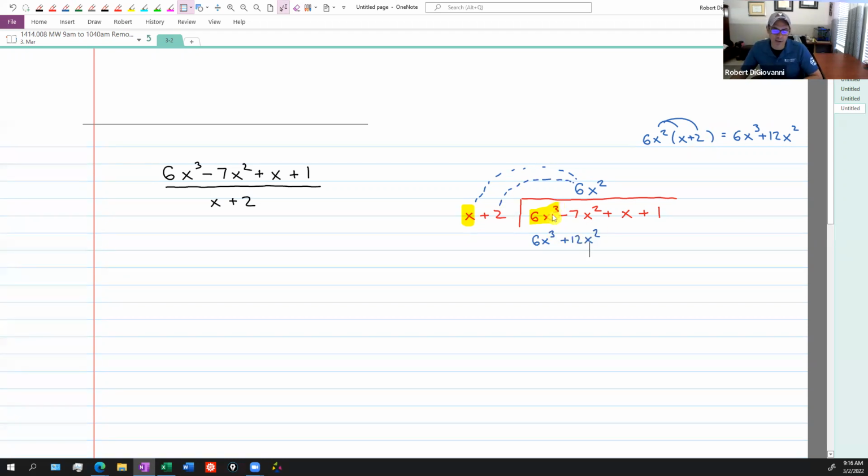And notice I'm lining everything up. My x cubes, I'm putting in a vertical column, and my x squareds, vertically, above and below one another.